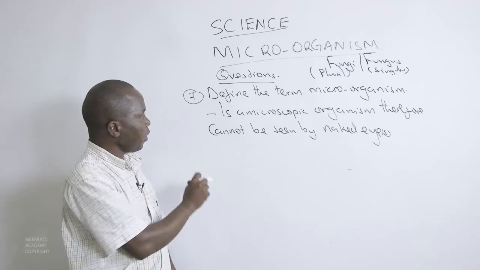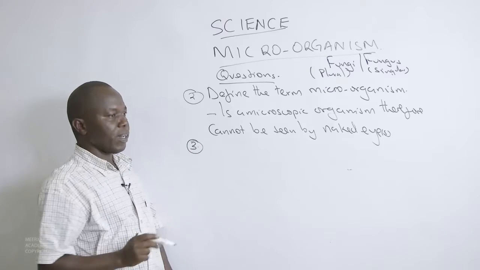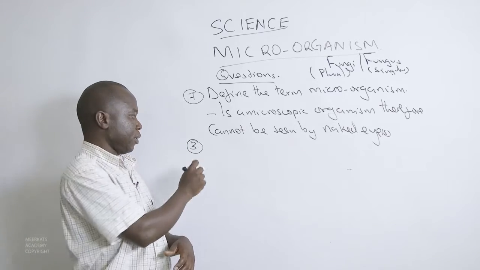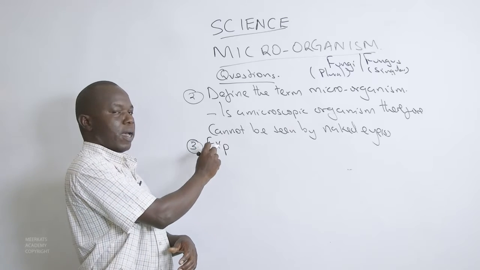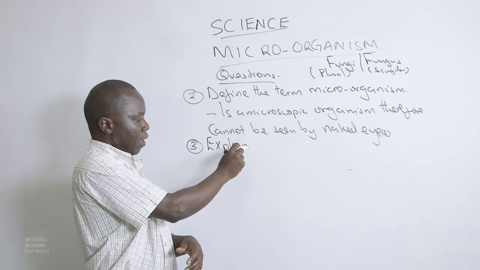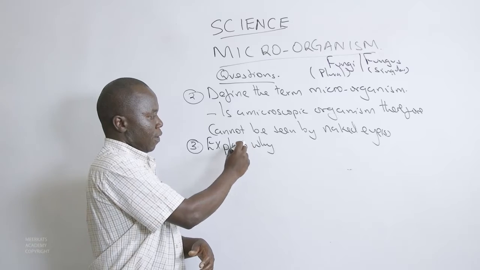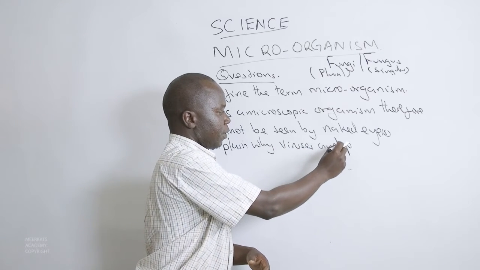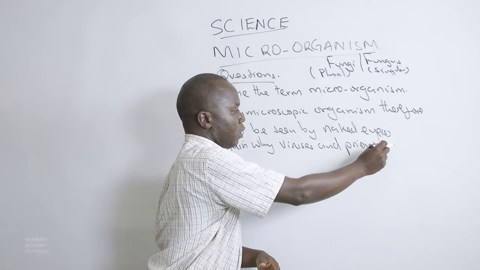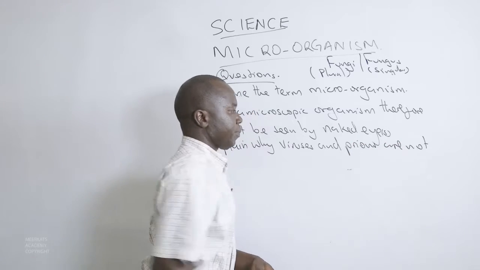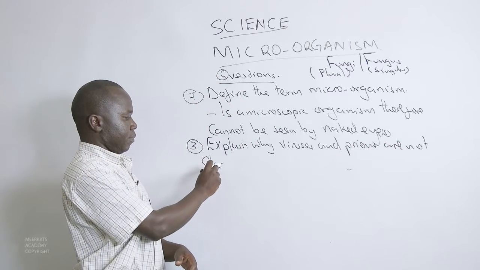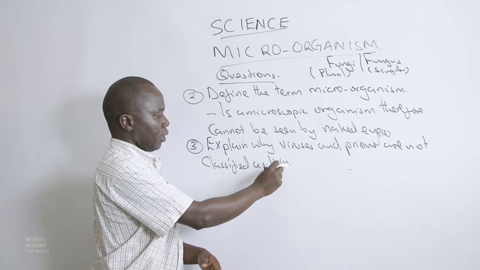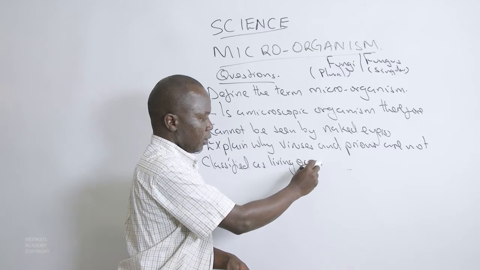The other question: explain why viruses and prions are not classified as living organisms.